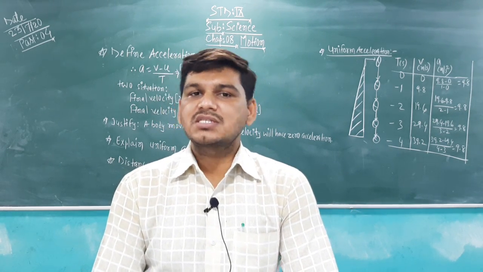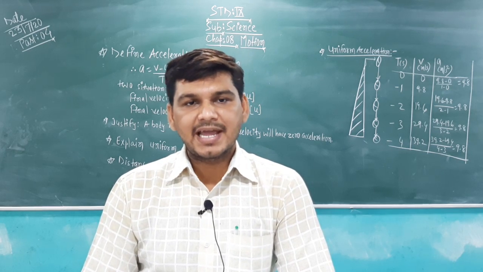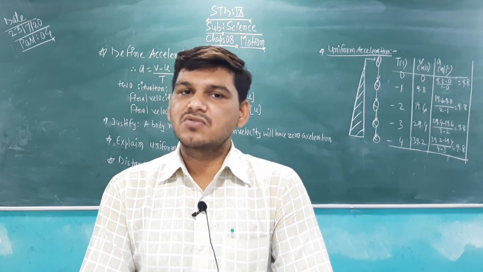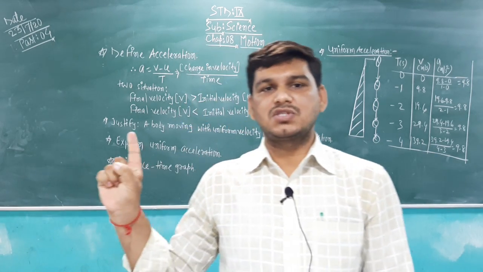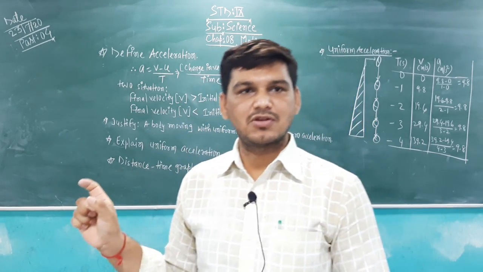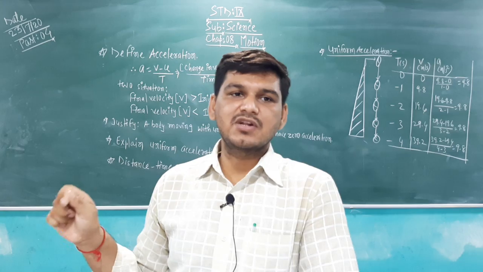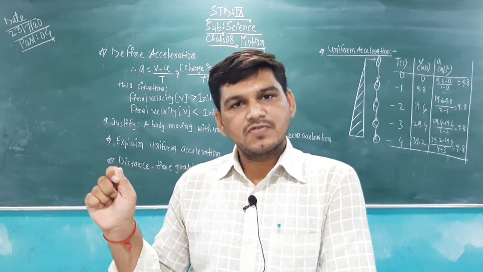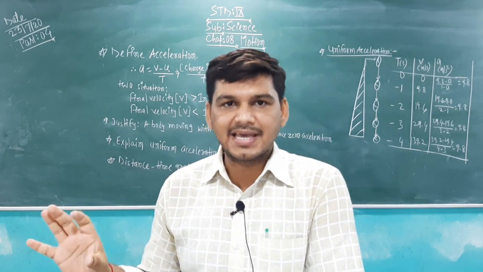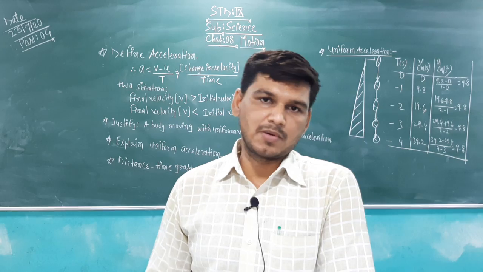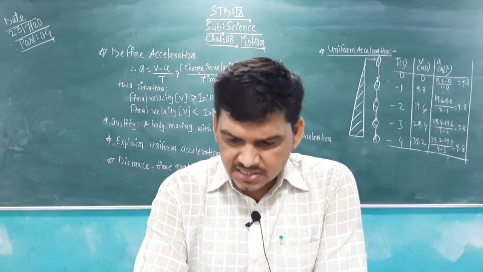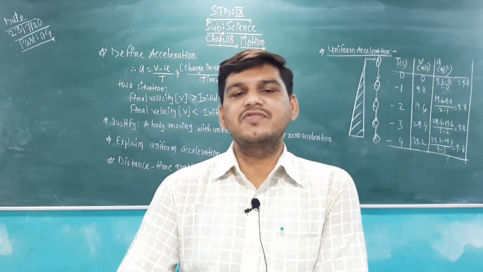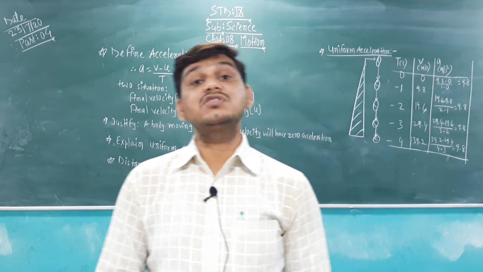So acceleration is equal to change in velocity upon time, and change in velocity is equal to what? Final velocity minus initial velocity, that is v minus u upon t. v for the final velocity, u for the initial velocity and t for the time. So if you want to find the acceleration, small a is equal to v minus u upon t. The change in velocity generally means the difference between the initial and final velocity.